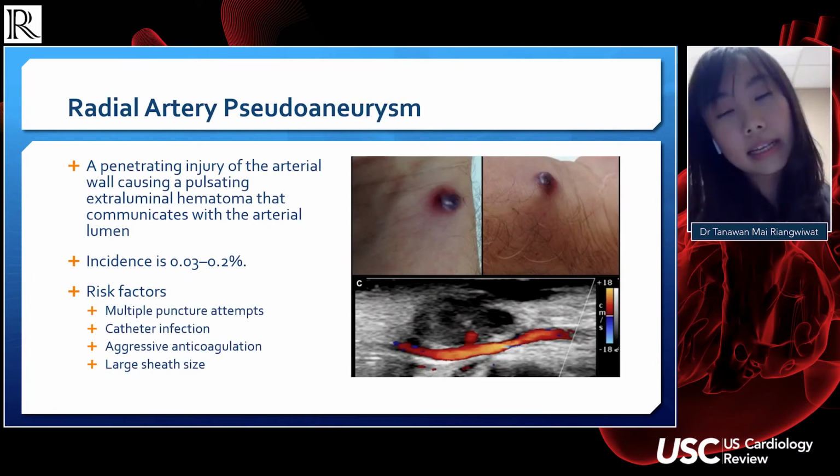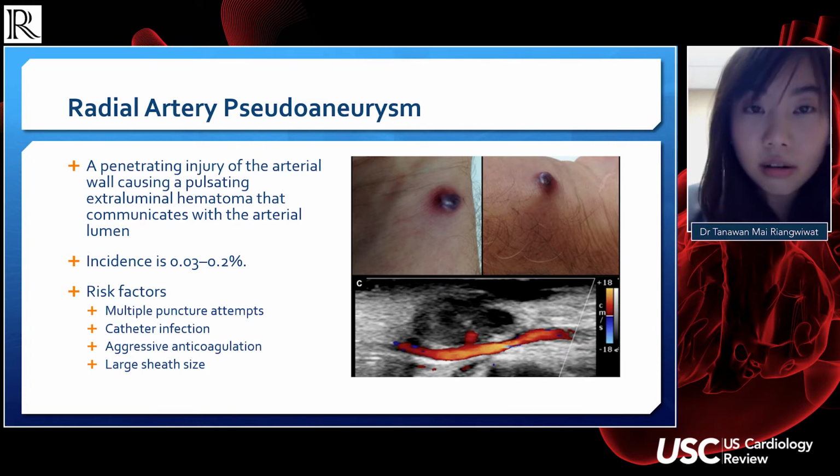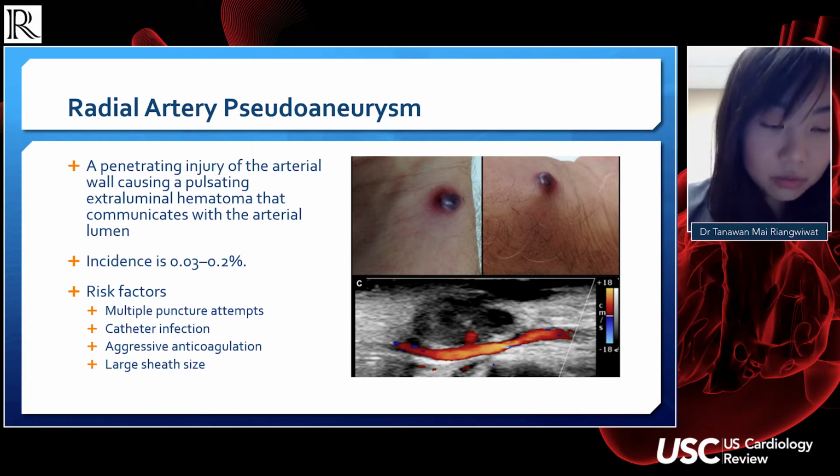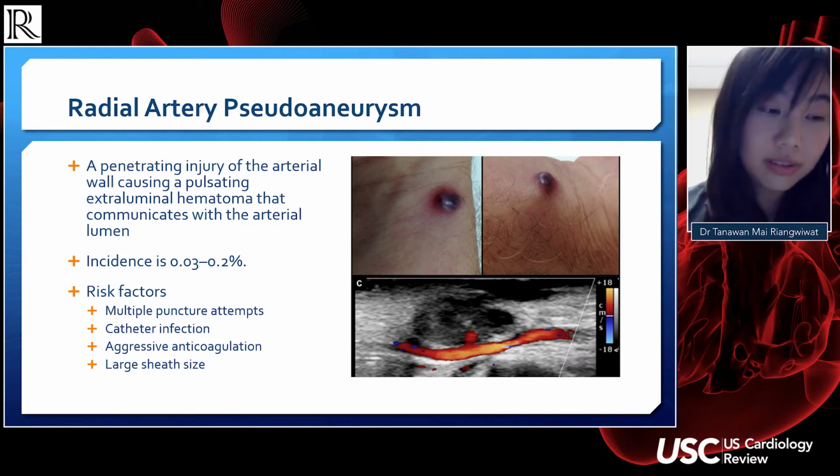Now the next complication is radial artery pseudoaneurysm. It's a penetrating injury of the artery wall that causes a pulsatile extraluminal hematoma that still has a communication to the lumen. Usually patients will present with a palpable mass with or without tenderness several days after the procedure. Usually we don't see it immediately. The incidence is low.